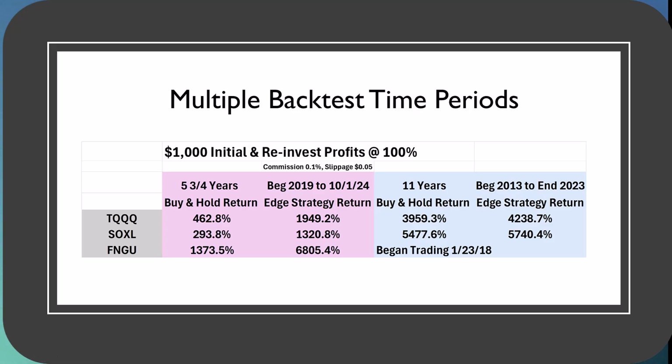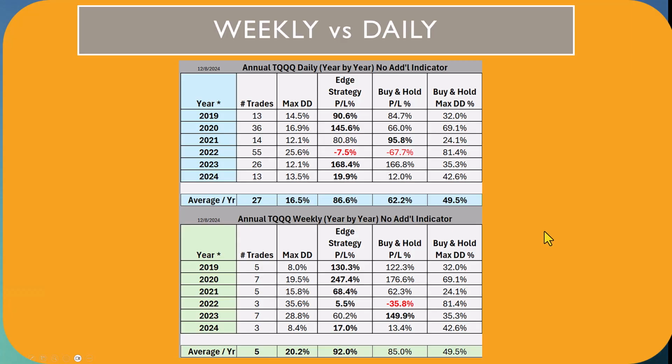The only thing that we can't provide results for is the FNGU because it hasn't been around that long. But you can see how it performed over a longer term time period. So there's some consistency.